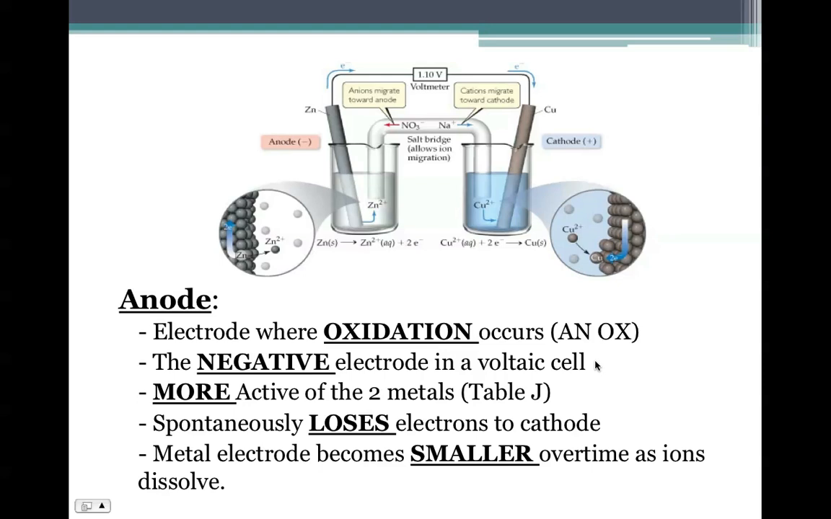An ox: anode has oxidation occurring. This is referred to as the negative electrode in a voltaic cell, and this is the more active of the two metals in the cell, which means it's higher on Table J. This is going to spontaneously lose electrons that will travel through the wire to the cathode. And unlike the cathode, which builds up on its electrode, this one is going to become smaller over time as ions dissolve. Those solid atoms lose electrons to become ions in solution, and you can see that in the diagram.